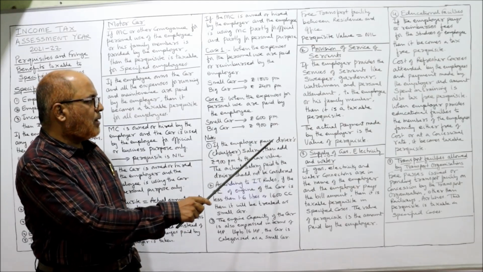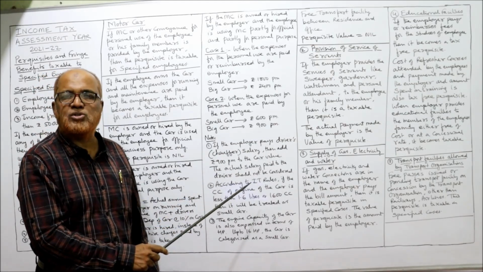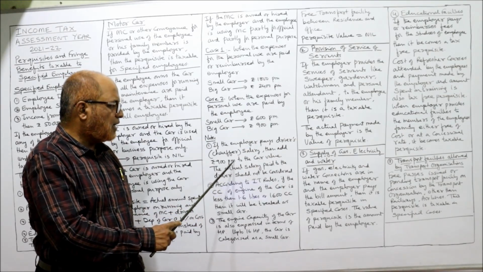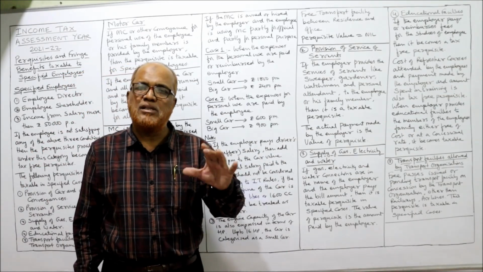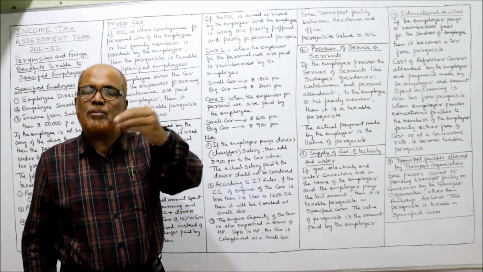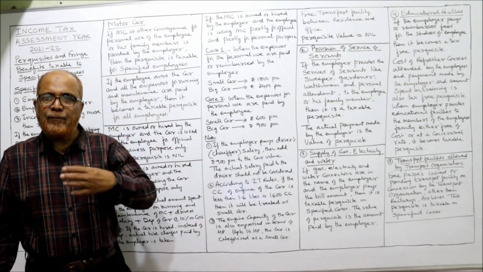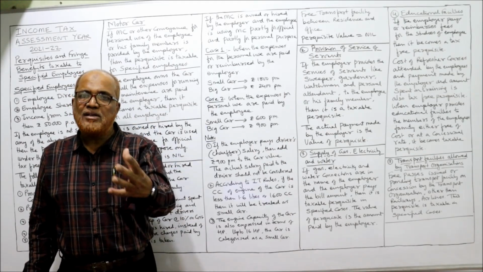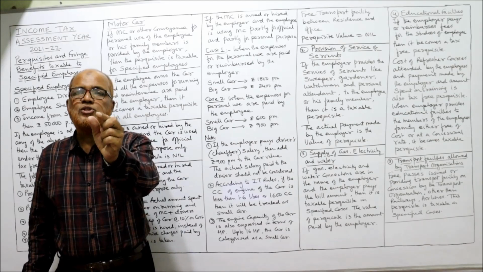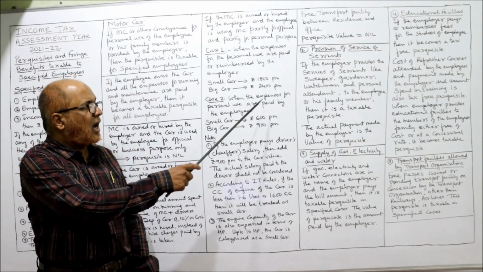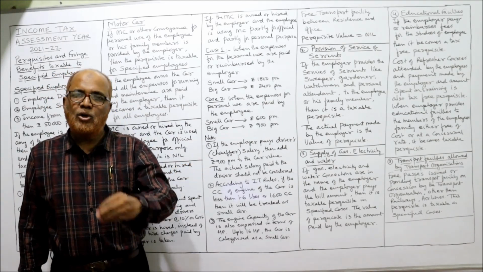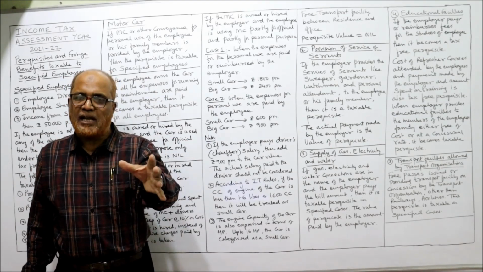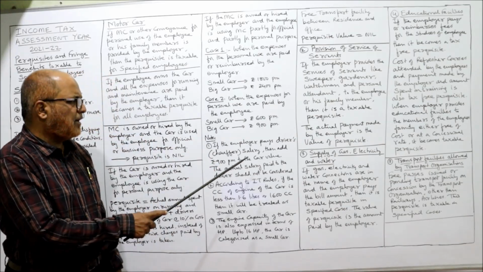And note, if the employer pays a driver or chauffeur, driver is also called chauffeur, salary, then add 900 per month to the car value. Sometimes in the problem it will be given that the driver is also provided by the employer. The employer is giving the car and also a driver. If the driver is also provided, then 900 rupees per month will be added to the car value. Then ignore whatever is the actual salary paid to the driver. Just add 900 per month.